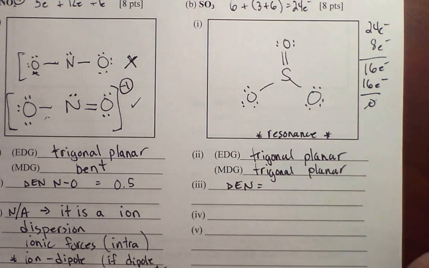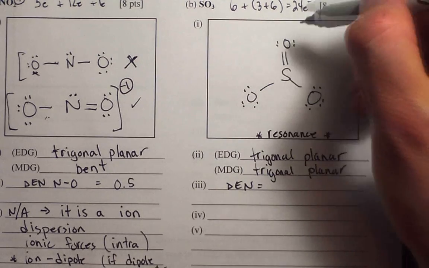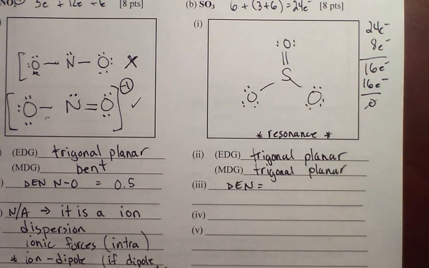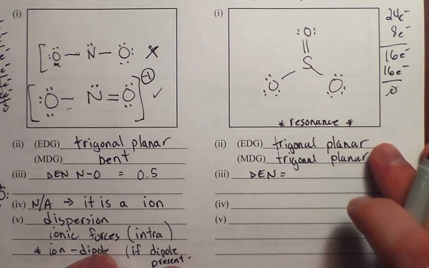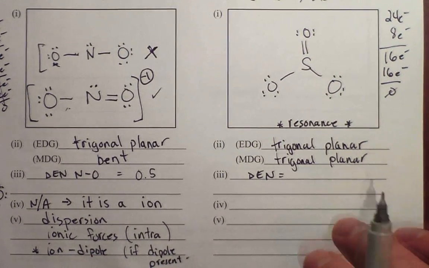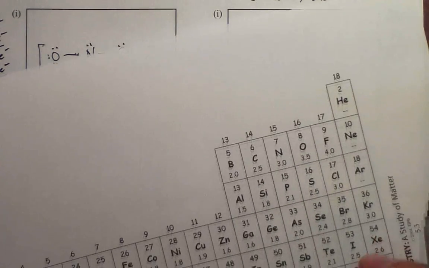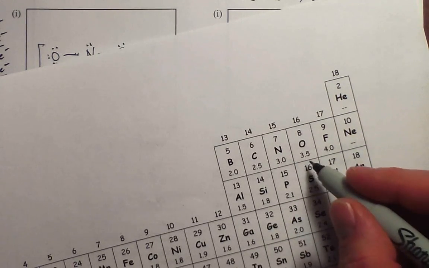We go down and we're going to calculate the polarity of this, but we have 3 groups that are identical, so we know that the overall molecule is probably not polar anyway. So we look at sulfur. Sulfur is 2.5 and oxygen is 3.5.